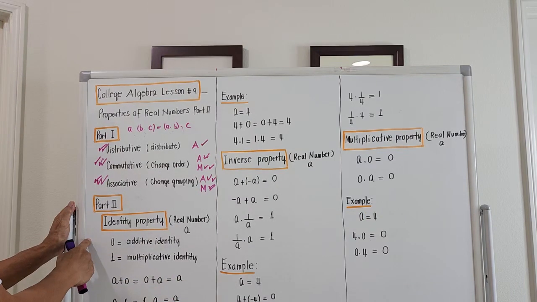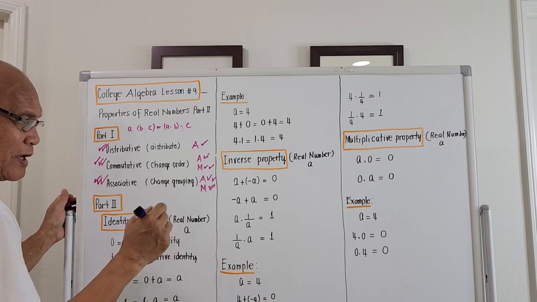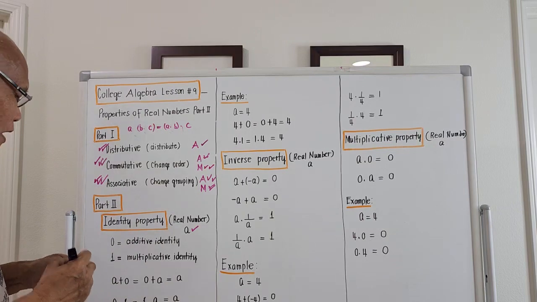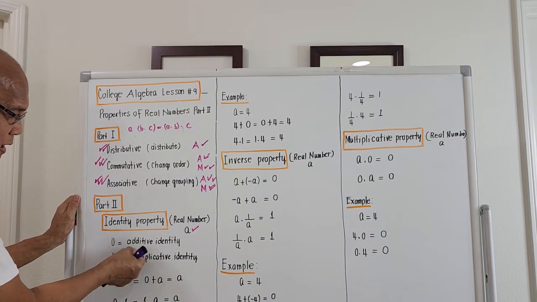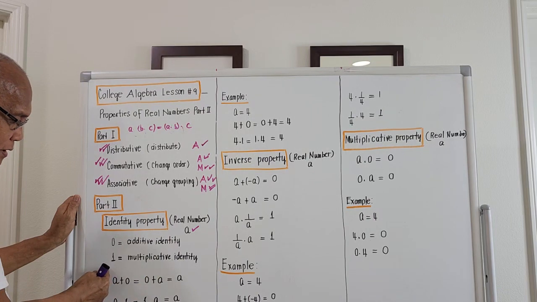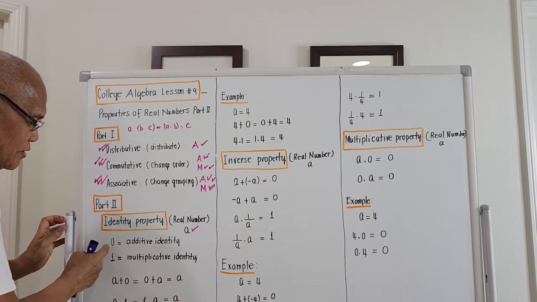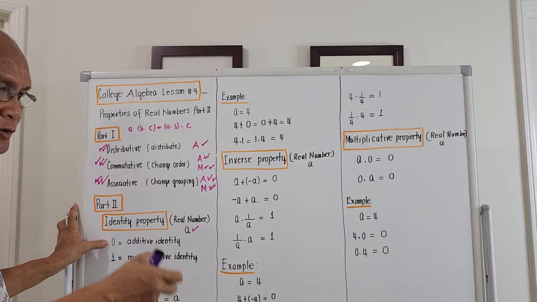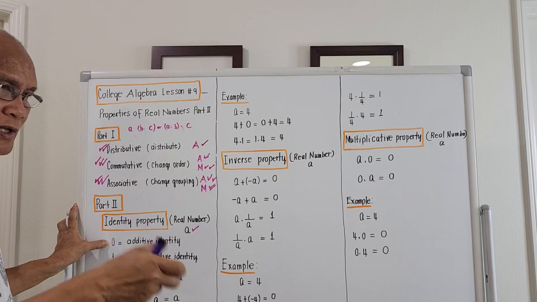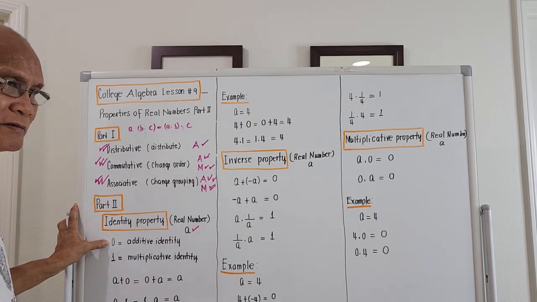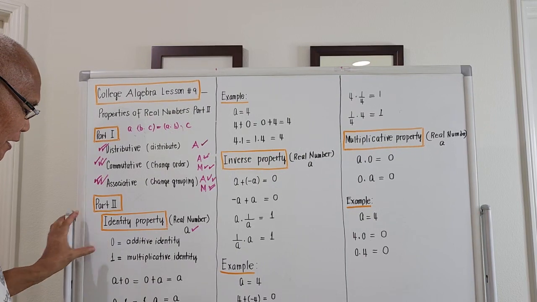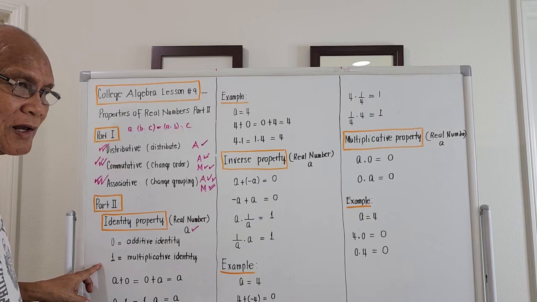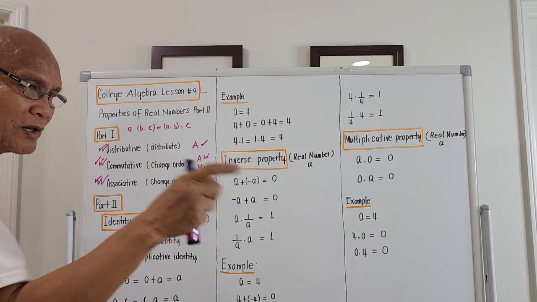The identity property, this is for any real number A. We are only considering real numbers, and that will be A. I place it here. 0 is the so-called additive identity, and 1 is the multiplicative identity. And what's the importance of this one? 0 is the only number that can be added to any real number so that the value of that number will not change. And 1 is the only number that can be multiplied to that real number so that the value of that real number will not change.